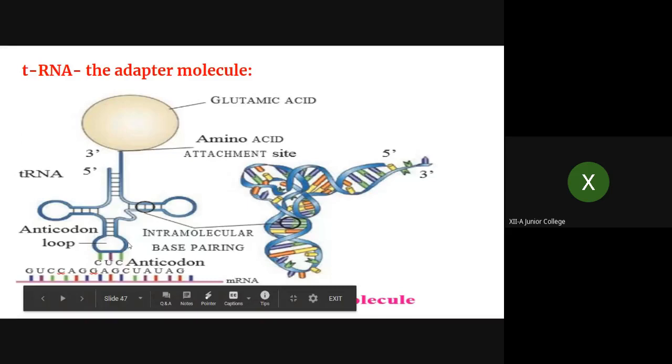Only that tRNA will be able to come in contact with the codons on mRNA which have the complementary nucleotides. So this is called the anticodon loop.